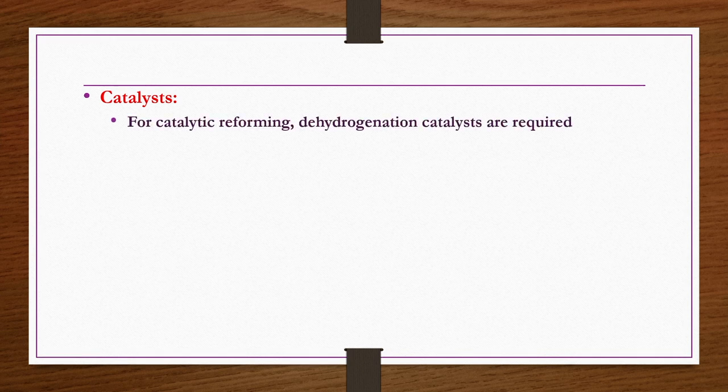Catalyst: for catalytic reforming of naphtha, in general dehydrogenation catalysts are used. Platinum is the best one for the dehydrogenation reaction, though it is expensive and there are coking and poisoning problems. But you have to make sure that coking and other problems are reduced or negligible, or that regeneration can be done quickly. If you can manage that without high depreciation, then platinum is the best catalyst for most petroleum refinery processes.